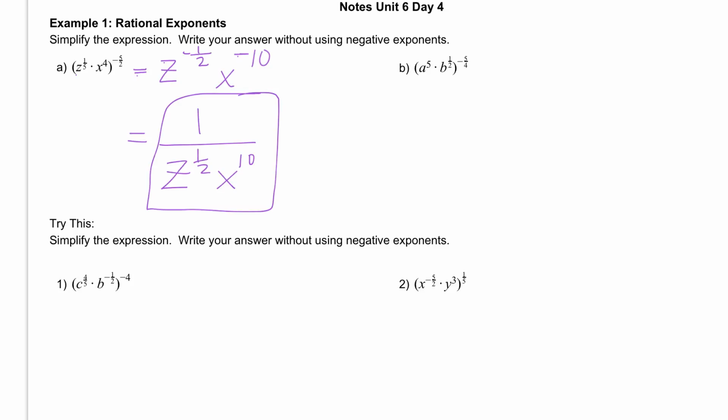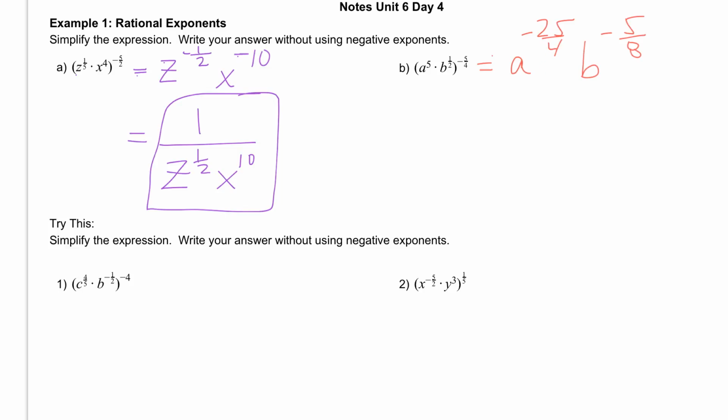Let's take a look at letter B. We have a to the 5th times b to the 1/2, and we're raising that all to the negative 5/4. First thing we want to do, get rid of those parentheses. To get rid of the parentheses, we're going to take this exponent here and multiply it to all the exponents on the inside. When we do that, 5 times negative 5/4 will give us a to the negative 25/4. And 1/2 times negative 5/4 will give us b to the negative 5/8.